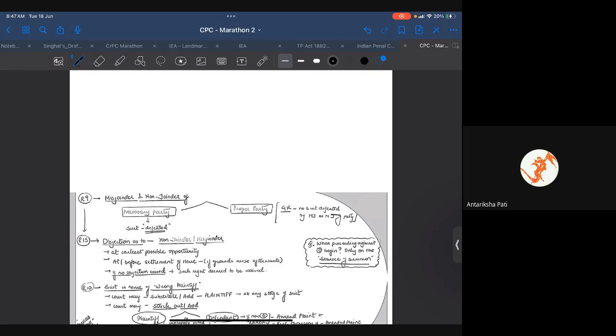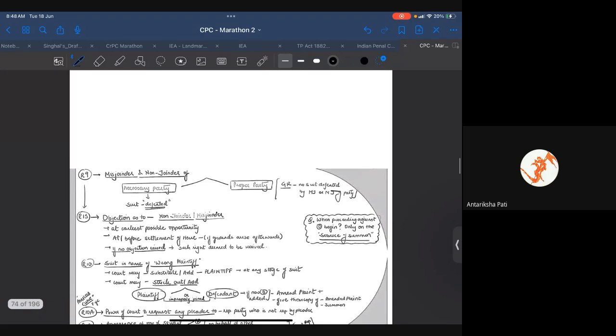Now, next is objection as to non-joinder or misjoinder. If there is any objection as to misjoinder or non-joinder, then it has to be taken at the earliest possible opportunity, at or before the settlement of issues, unless grounds arise afterwards. And if no objection is raised, such right is deemed to be waived. Then only you have to take an objection. Otherwise, if you don't, then it will be deemed to be waived.